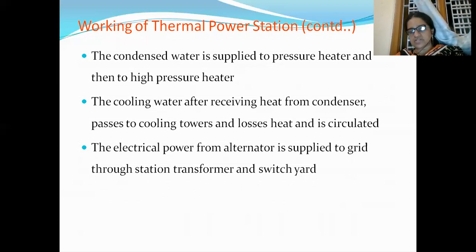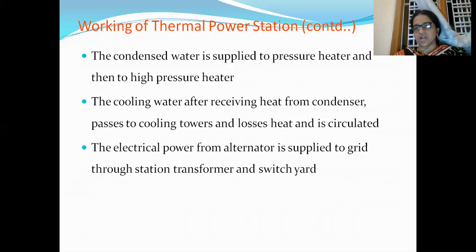Right. Condensation of steam means steam will get converted into liquid. Why? Because we are providing a cool medium around the steam, so that this steam will get converted into liquid. After the steam gets converted into liquid, this condensed water is supplied to the low pressure heater, and then it is given to the high pressure heater.